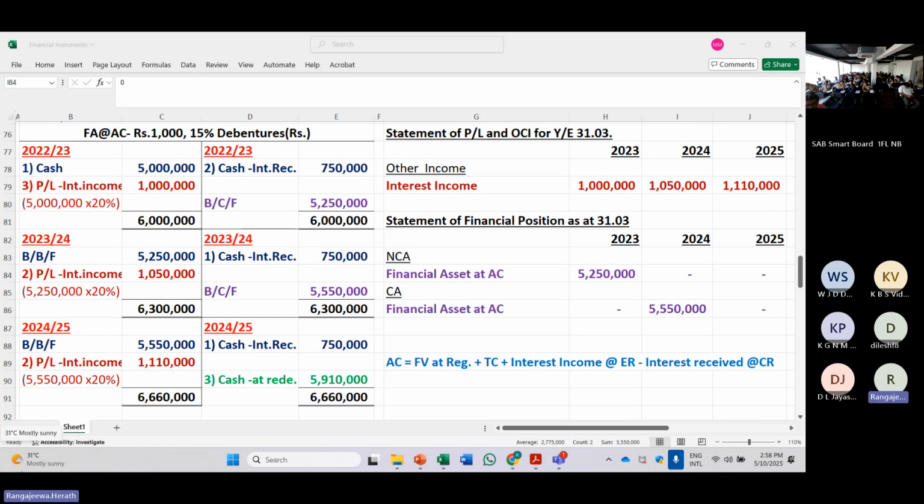So then the second year's opening balance into 20%. Third year's opening balance into 20%. Okay. Right. So we have some more activities from this.